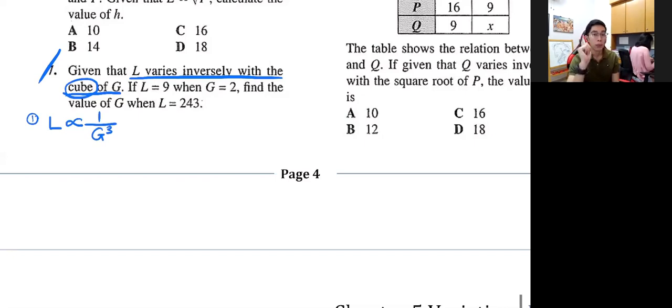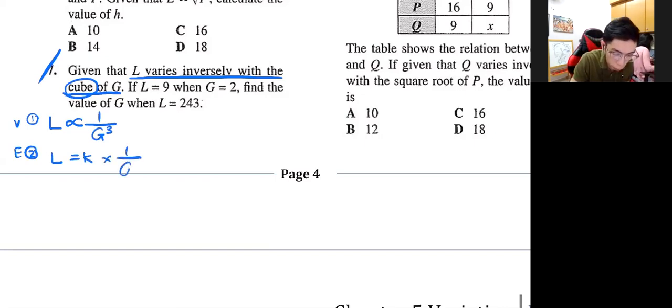Okay, can you tell me in equation what you have to do? No need to tell me, never mind. I will just write for you. So number 2, you are converting variation into equation now. So L equals K times 1 over G cube. Don't waste your time, just straight away put the K on top, then get ready.